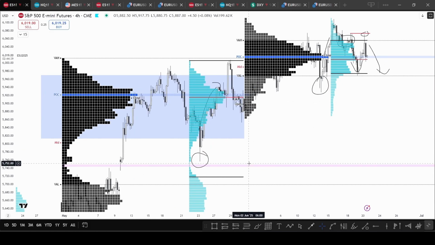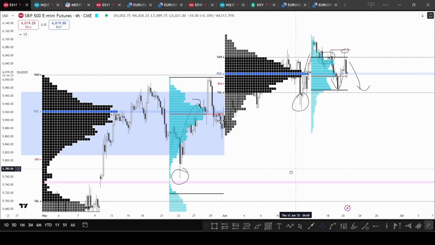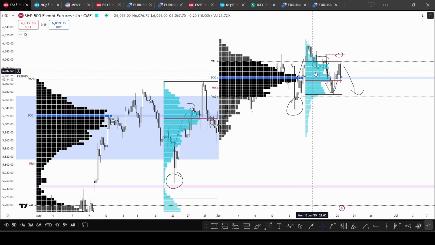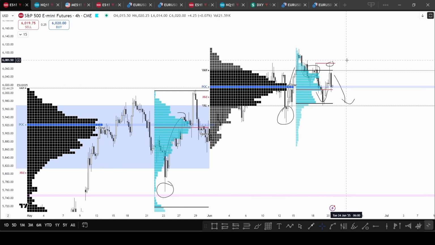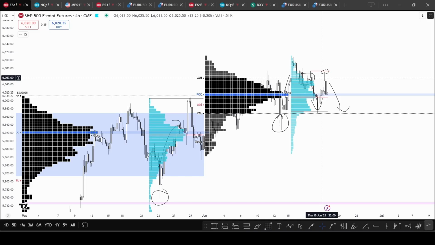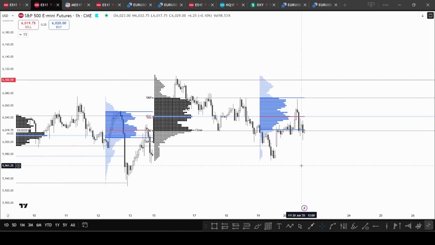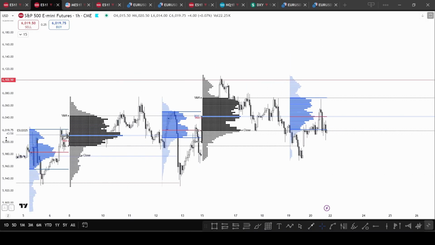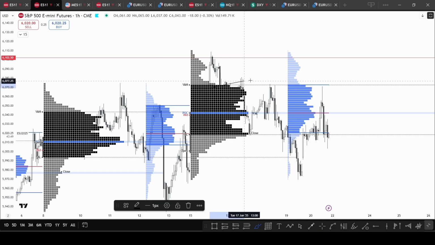This works when the market is in a balanced area, like June, which is fully balanced according to this, and we're just rejecting from the extremes. This was the basic plan for this trade. This was the 1-hour TPO chart, and again we see a balanced range here.